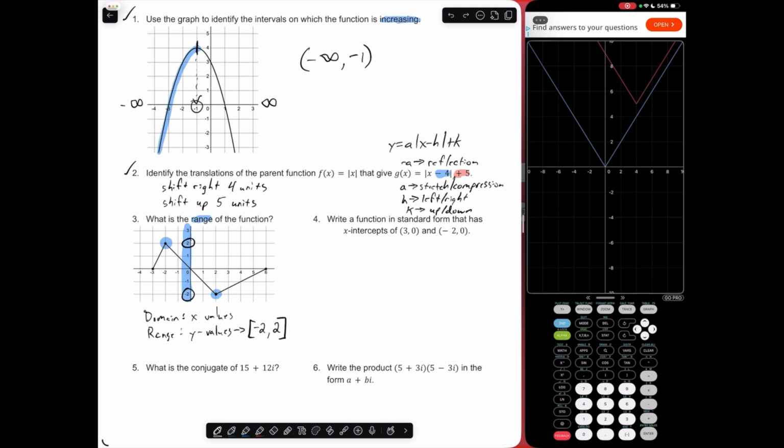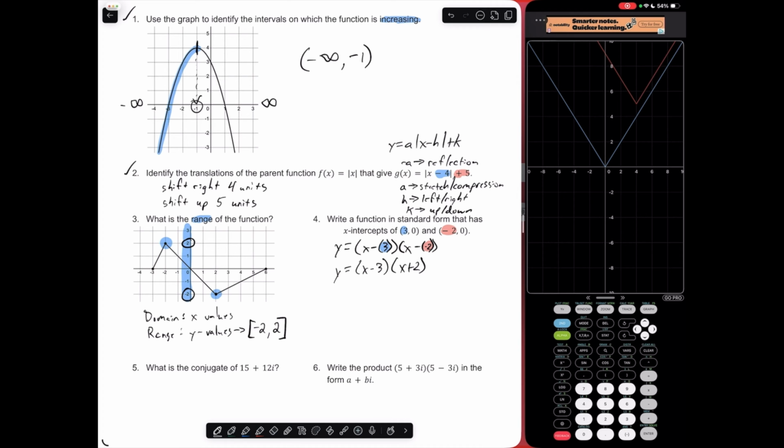All right, number 4, write a function in standard form that has x-intercepts of 3, 0, and negative 2, 0. So each of these we want to look at as like an x minus value. So we're going to do x minus 3 and x minus negative 2. The thing you have to be careful of here is your signs. So this negative 2, we want to make sure that we're subtracting negative 2. So that would become x minus 3 times x plus 2.